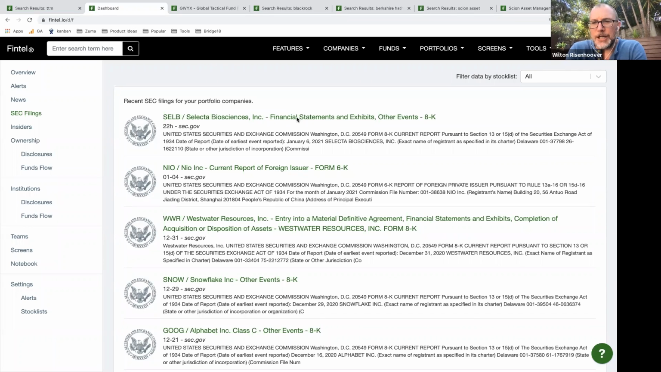A 13G is a beneficial ownership information. And a 13F means you report on everything, no matter how small it is, even if it's only 1%. Okay, you're a large enough asset manager. The SEC wants to know everything that you have within certain guidelines.